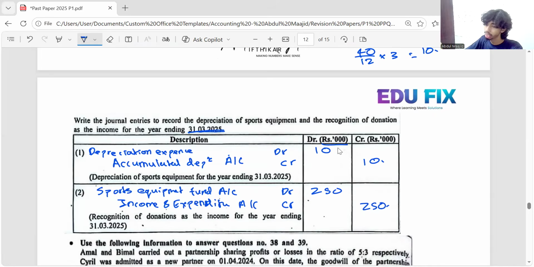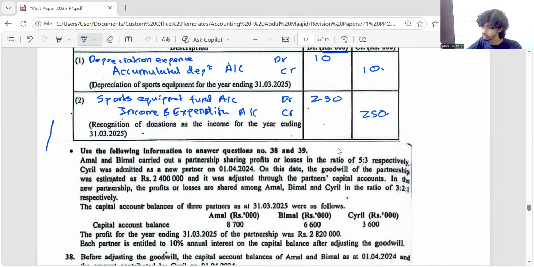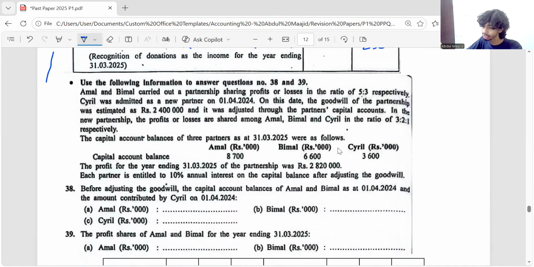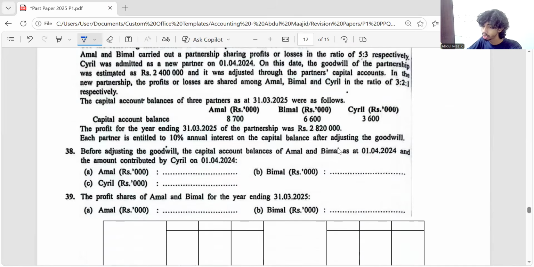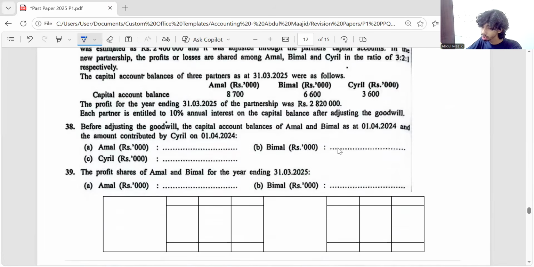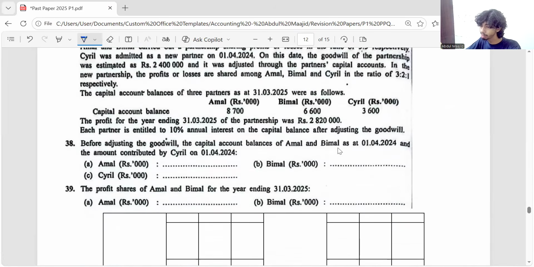Then next, use the following information to answer question number 38 and 39. Before adjusting the goodwill, the capital account balances of Amal and Bimal as at 1st of April and the amount contributed by Cyril.